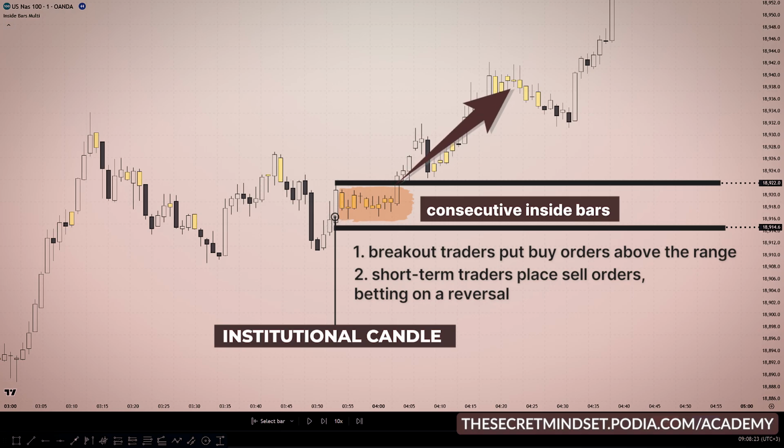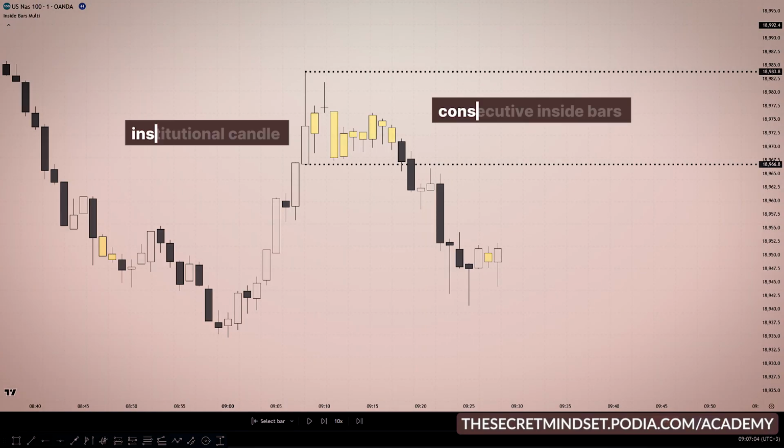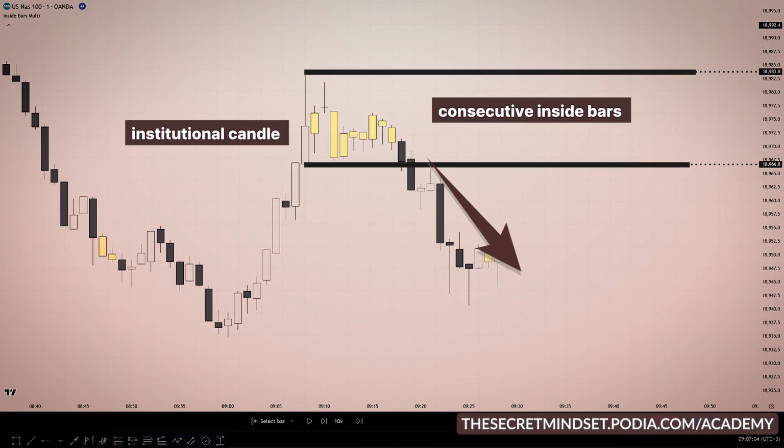When they're ready, they push the price up, triggering these orders. The breakout traders' buy orders add to the upward momentum. The short sellers' stop losses get hit, forcing them to buy and pushing the price even higher. This is the expansion phase. This is when we enter.